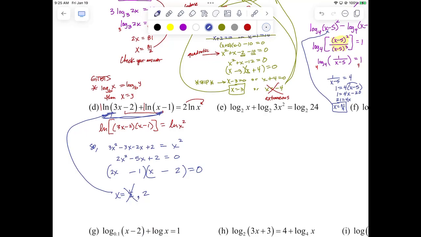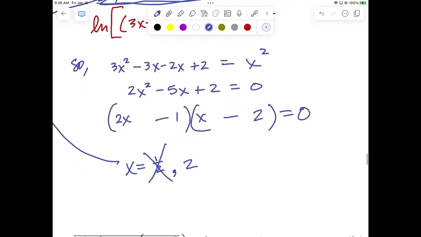Let's try the 2 now. Plug in the 2 to the first one. You get 6 minus 2, which is positive 4. Plug a 2 into the second one. 2 minus 1 is positive 1. So it works. So you don't have to box it. If you don't throw an X through it, I know that it's the one that you want to keep.